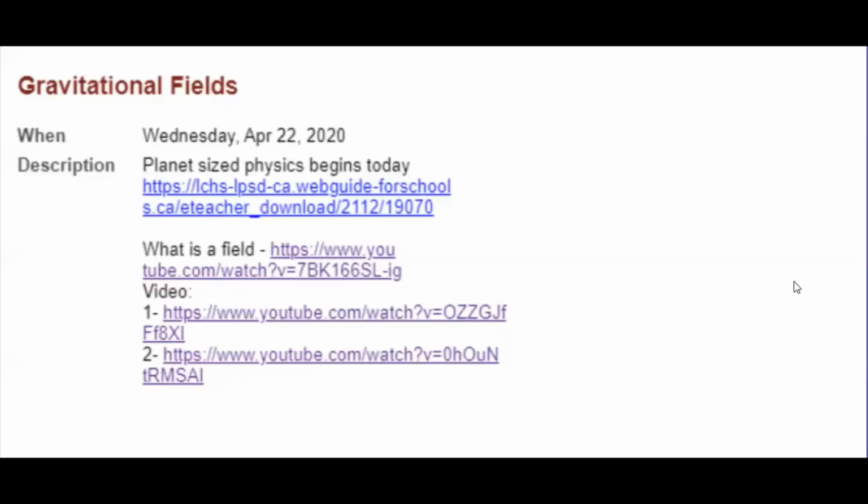Today's lesson will be about gravitational fields. If you go to Wednesday, April 22nd, you'll see a version of these notes for you to print off or just download so you can read if you want to do that. And a couple of videos to also walk you through some explanations and some different problems to look at gravitational fields. So you can do that if you'd like.